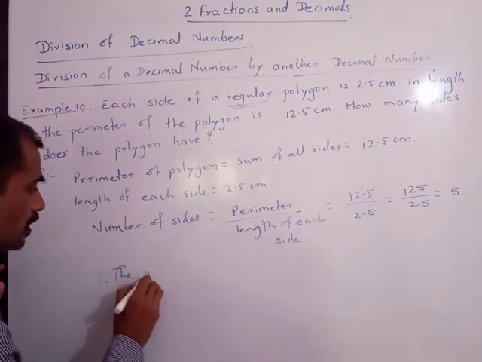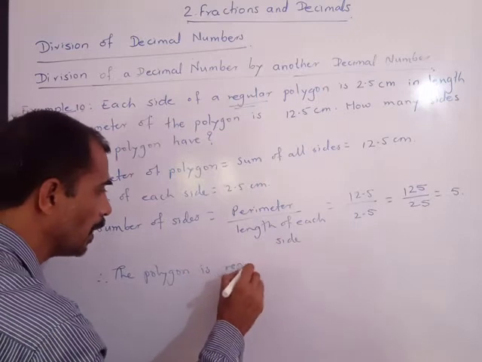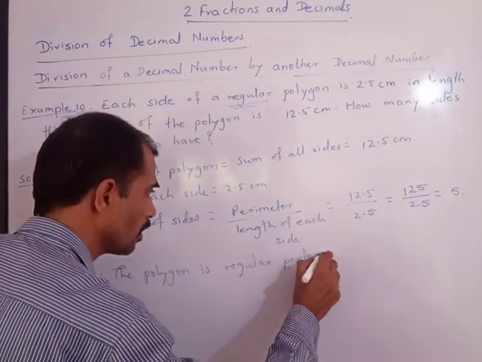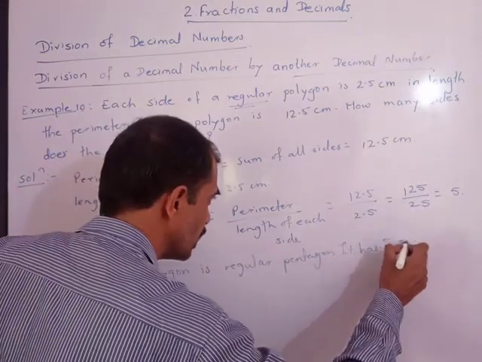The polygon is a regular pentagon. It has 5 sides.